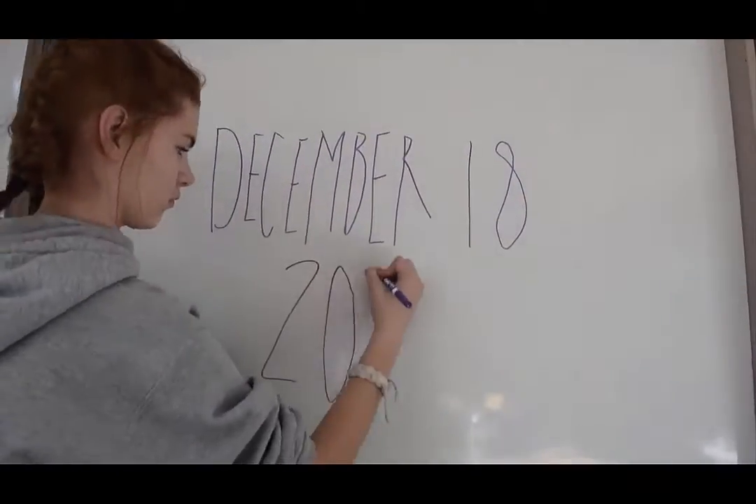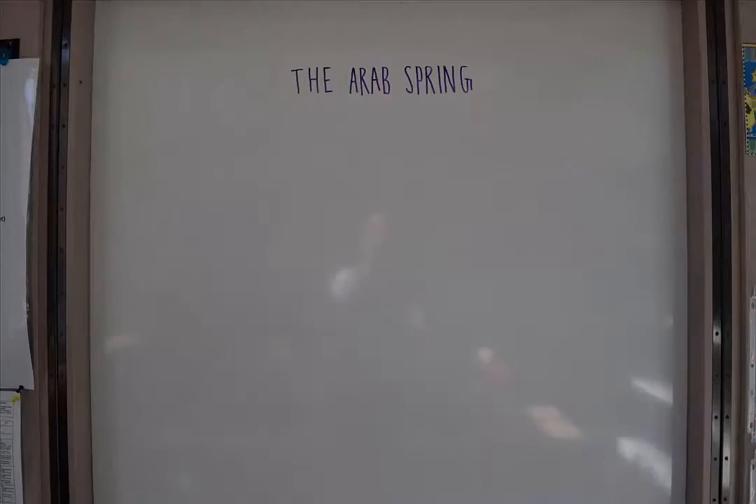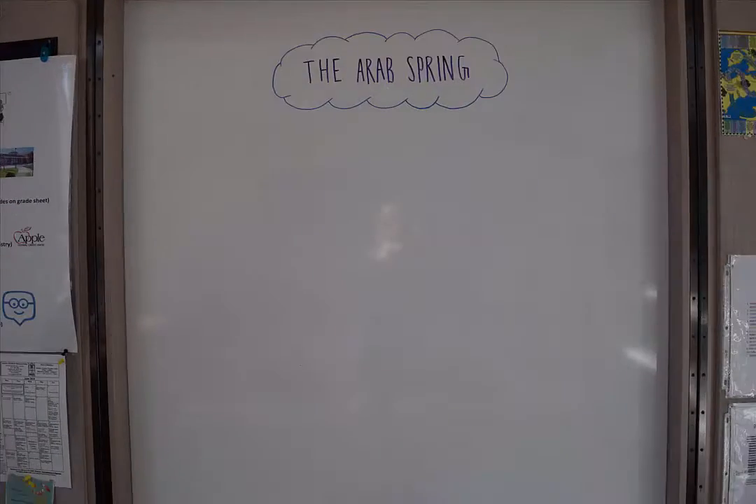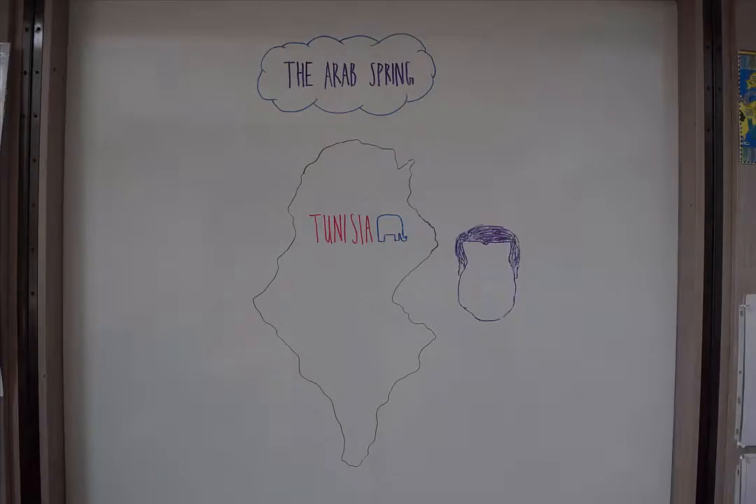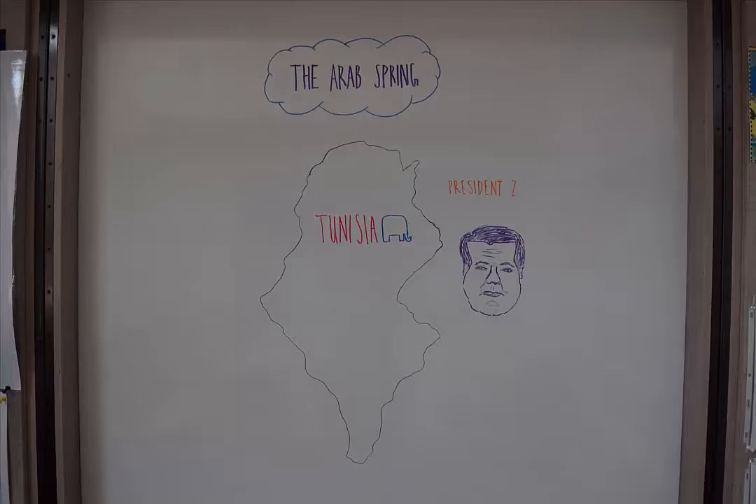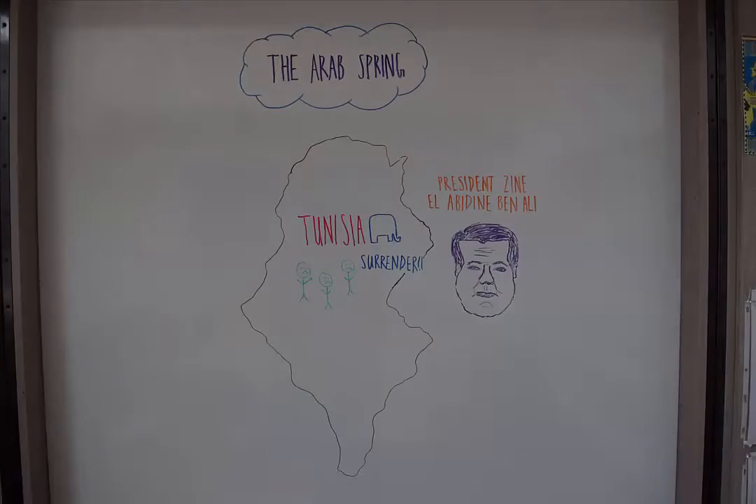December 18th, 2010. The Arab Spring originated in Tunisia, where civilians were calling upon President Zayn al-Abidine Ben Ali to surrender his regime. Quickly, democratic uprisings arose independently and spread across the Arab world in 2011.